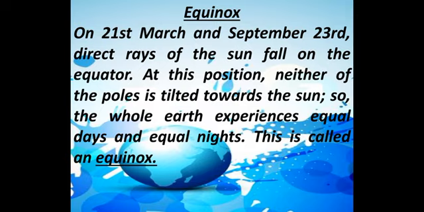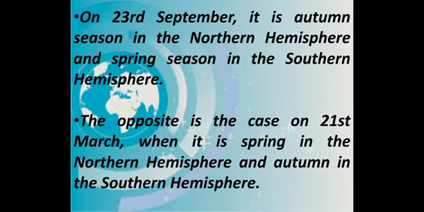Equinox. On 21st March and 23rd September, direct rays of the sun fall on the equator. At this position, neither of the poles is tilted towards the sun. So the whole earth experiences equal days and equal nights. This is called an equinox. On 23rd September, it is autumn season in the northern hemisphere and spring season in the southern hemisphere, while the opposite is the case on 21st March, when it is spring in the northern hemisphere and autumn in the southern hemisphere.